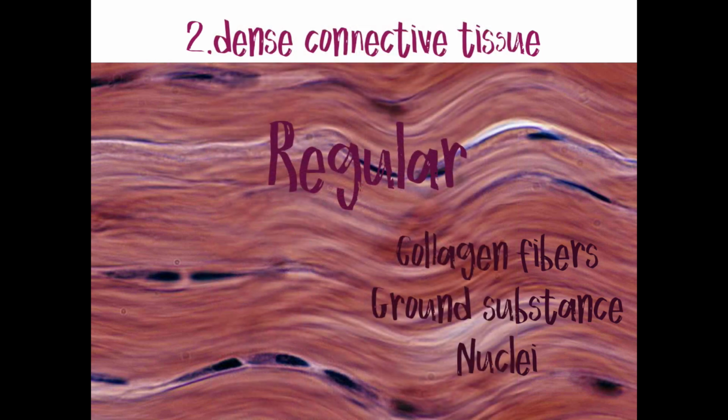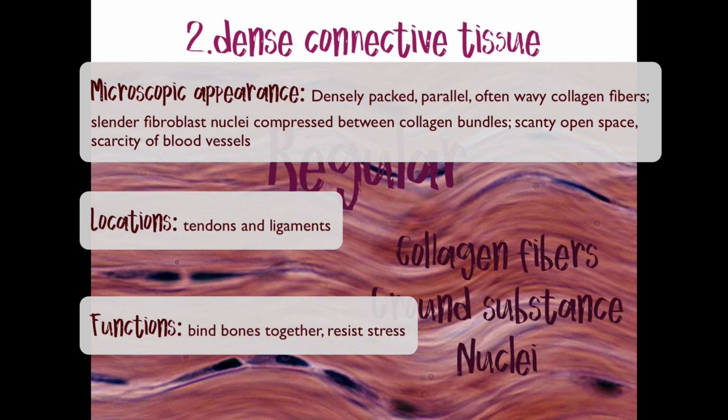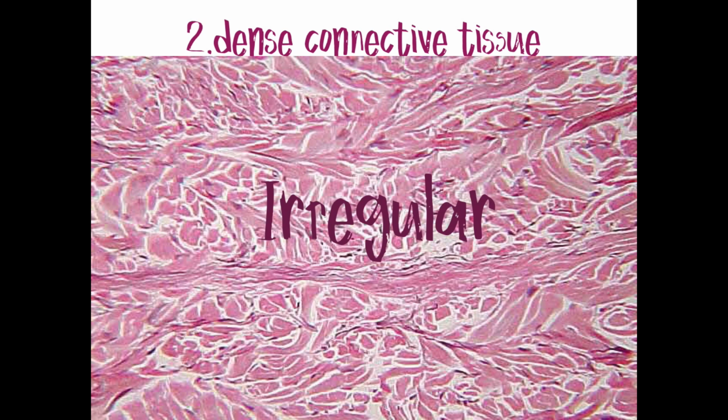So this tightly binds bones together, and it resists stress, and it's really strong. It can withstand quite a bit of pressure, compression, torque, and twisting, and when it ruptures, it does take a while for it to heal because of its lack of vascularity. So that was the regular dense connective tissue. Now we're looking at the irregular. Quite a difference, right? Very much irregular.